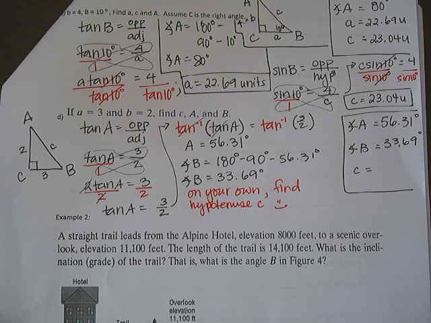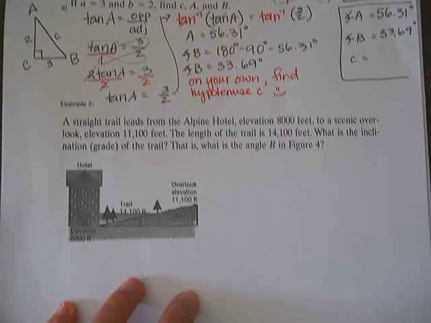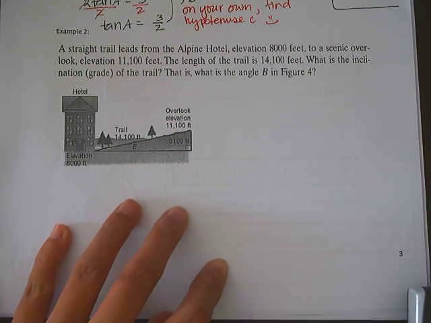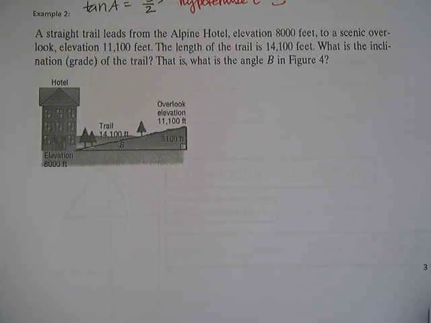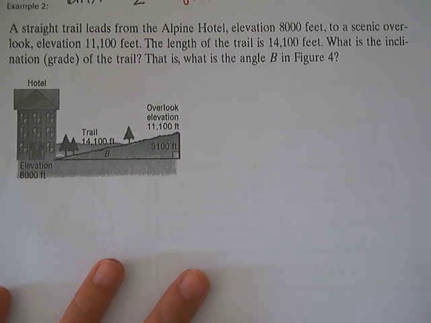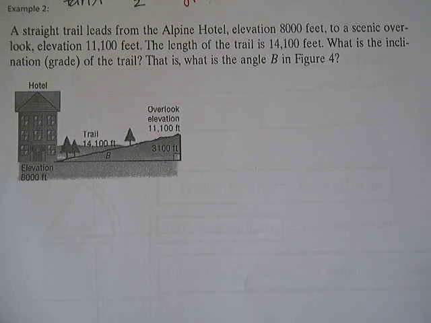All right, now that you're hitting pause or you're done with your hypotenuse, let's go to example dos. Let's zoom in a little bit more. Alright, so example 2, here we go. A straight trail leads from Alpine Hotel, which is at an elevation of 8,000 feet, to a scenic overlook. The scenic overlook has an elevation of 11,100 feet.